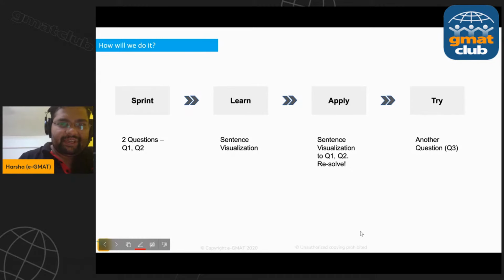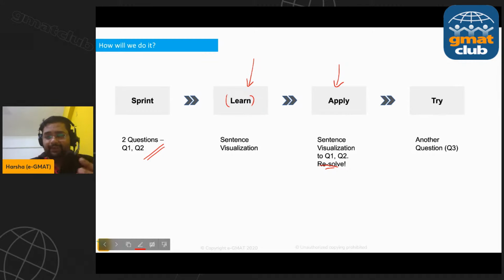Once you solve these questions, I'm going to introduce to you the concept of sentence visualization. There's a little bit of theory that we'll cover because that context is necessary if you want to understand what I'm trying to tell you. Once you've learned how to visualize sentences, you're going to apply your knowledge back to the two questions that you started with, and then we'll try to resolve those questions. Hopefully, some of you at least might see a difference between the previous version and the current version. Once that is done, if we still have time, we will try another question.